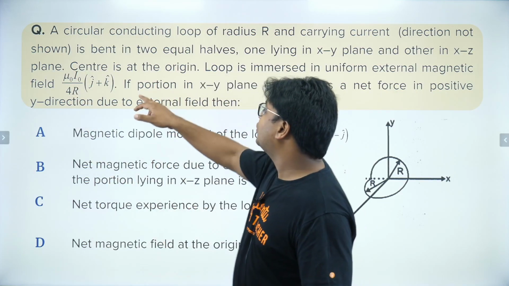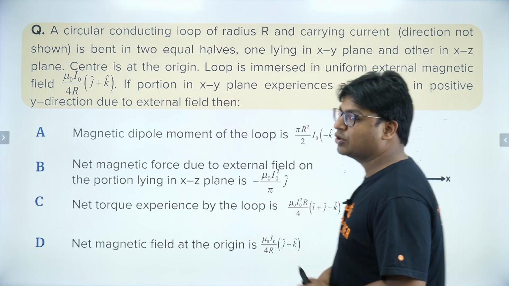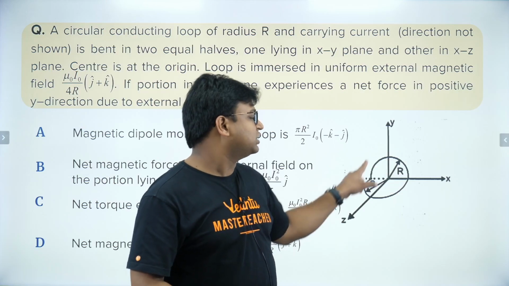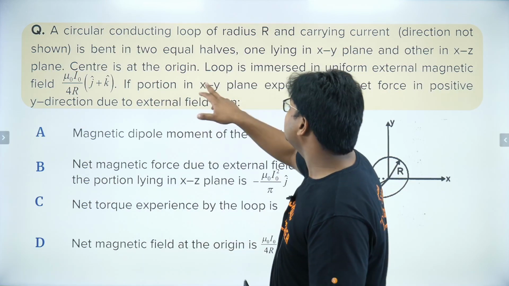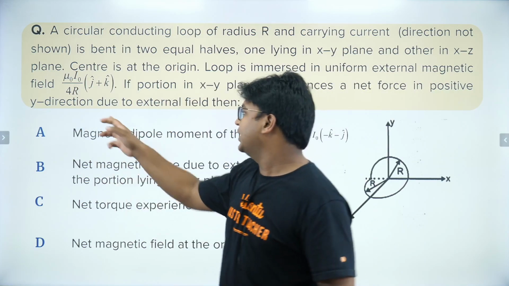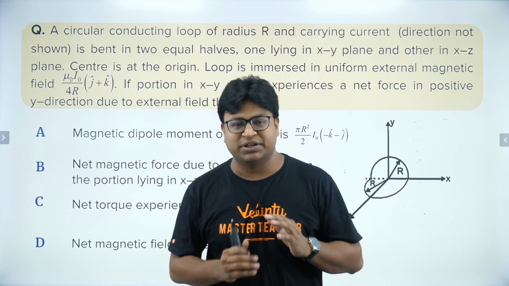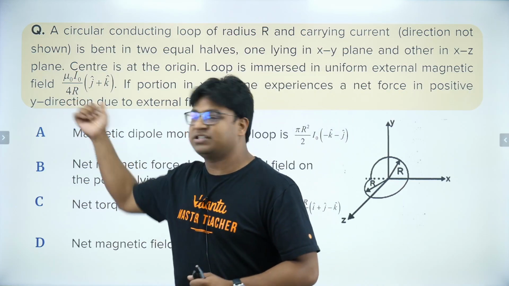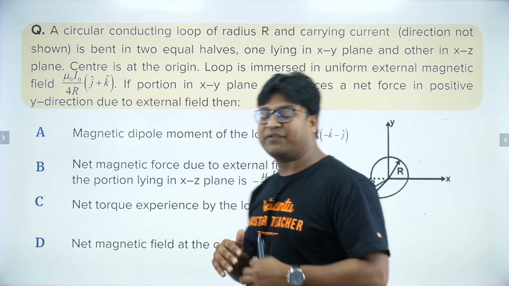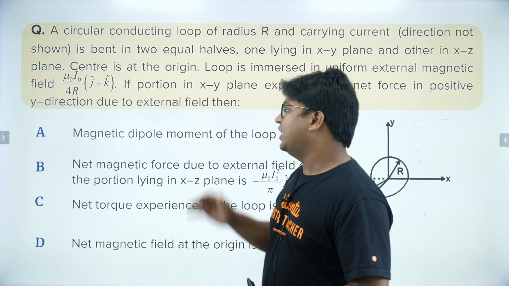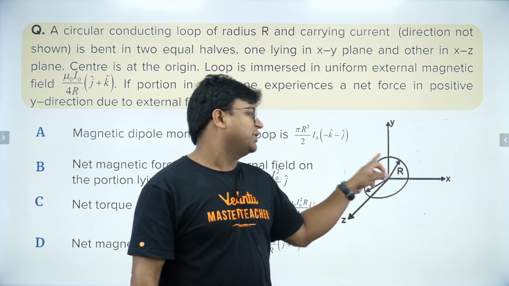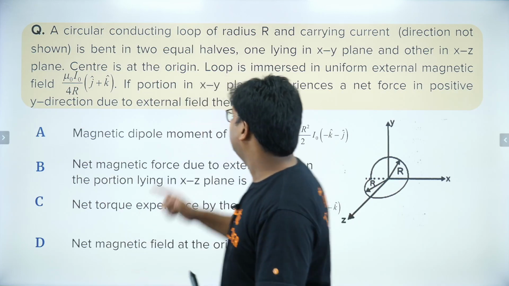Now, we are talking about the portion of this loop which lies only in the xy plane, so this half of the loop. This portion experiences a net force in the positive y direction due to the external field. So some conditions have been given to us. A uniform magnetic field is given, and we have also been given the loop. We have not been given the direction of the current, and we have been told that the portion which lies in the xy plane is experiencing a force in the positive y direction.